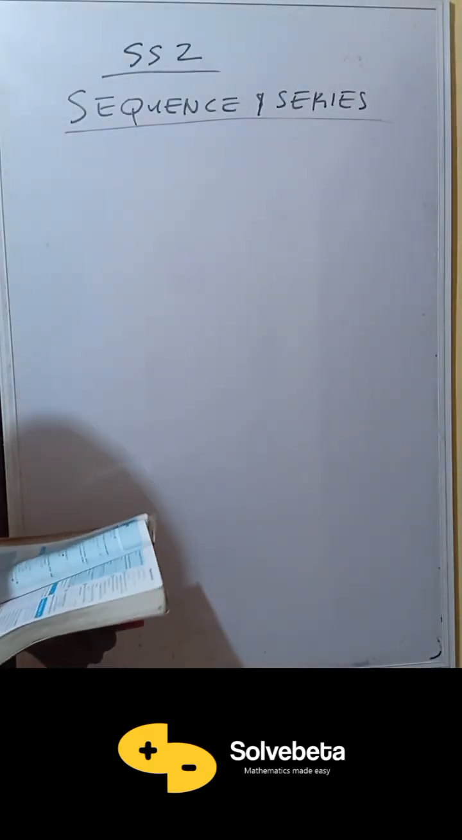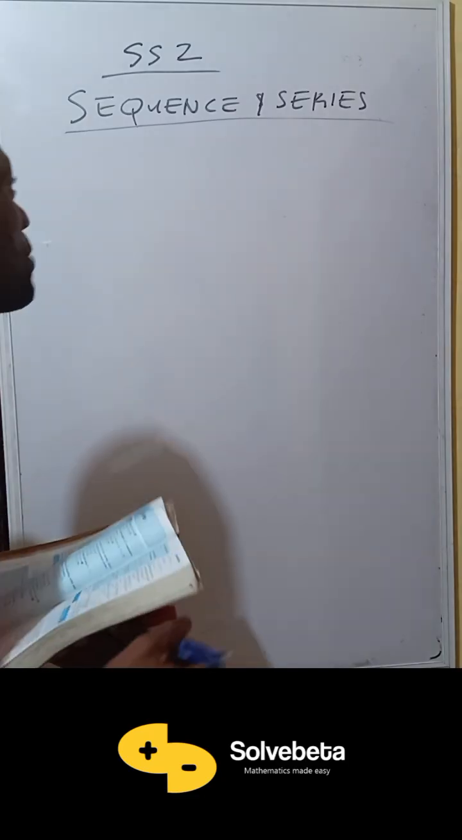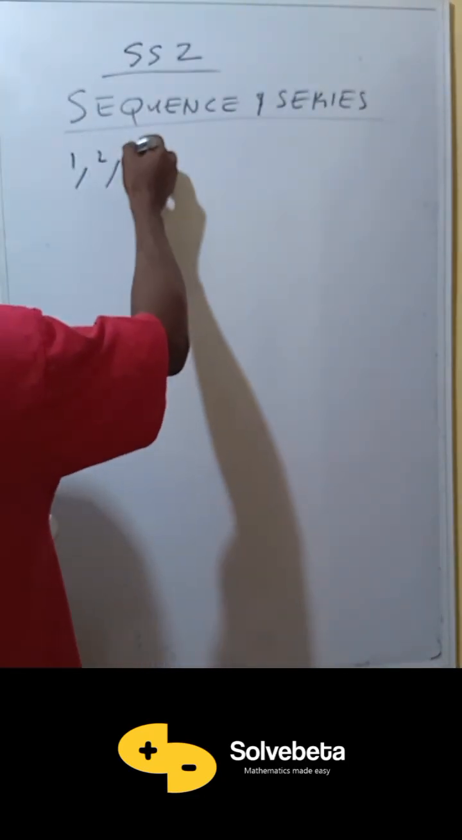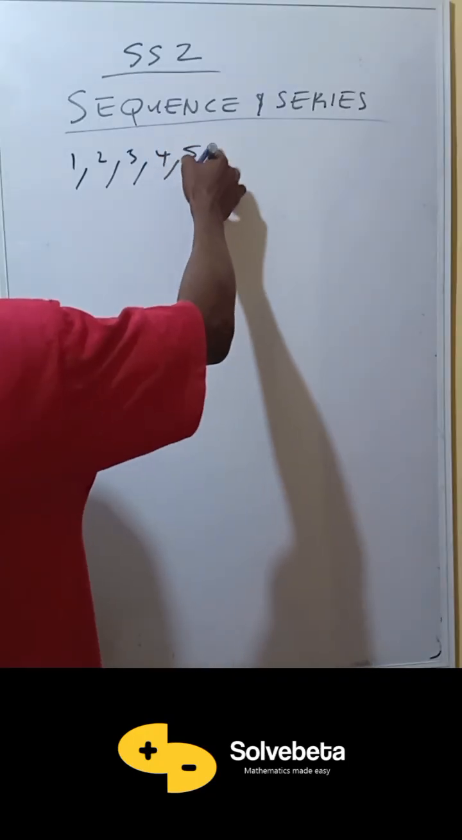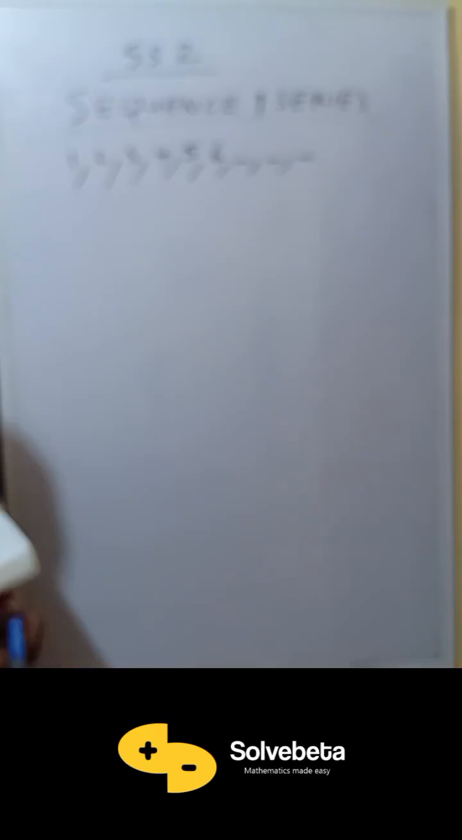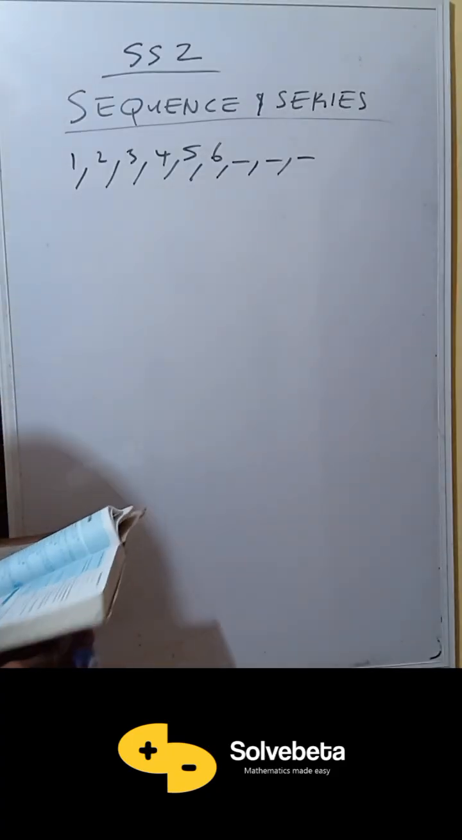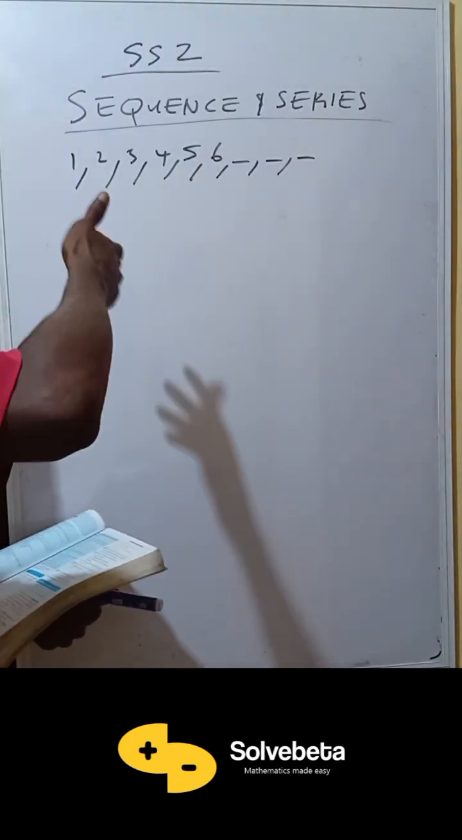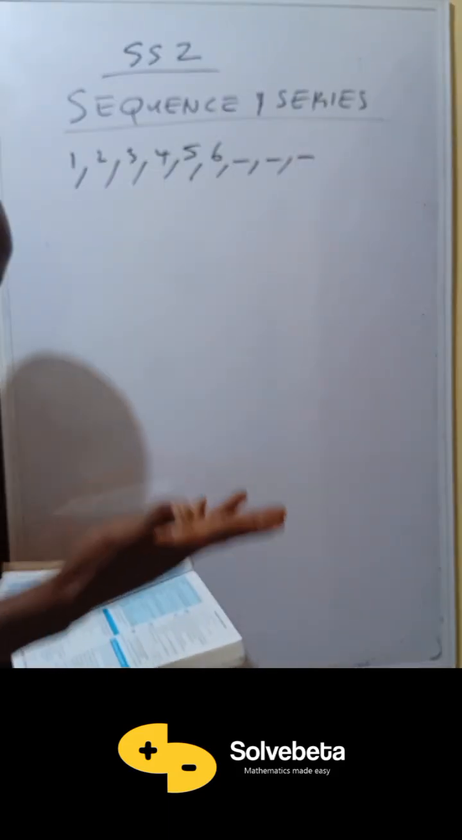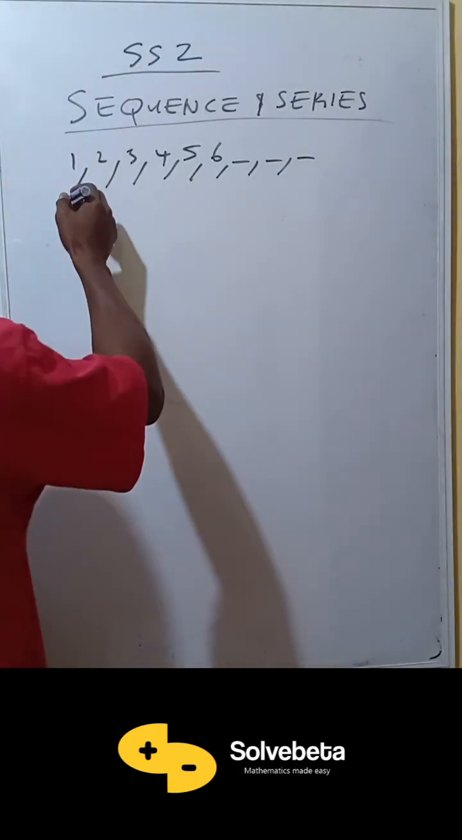Now, first, what is a sequence? Let me give an example of a sequence. If you have to complete these numbers, you will simply tell me that the numbers are 6, 7, 8, right? 6, 7, 8. What about this one?